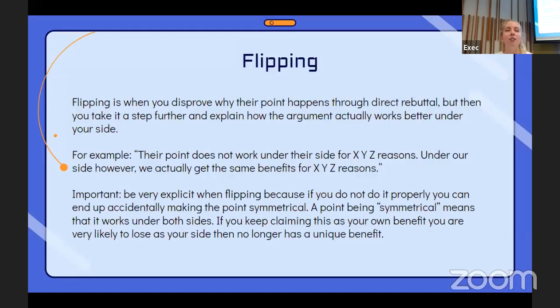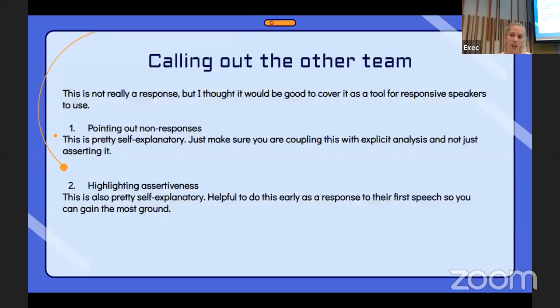If you're very, very specific about what reasons you have proved the point for, and then why it works better under your side, then you're more able to flip things. So this isn't really a response, but another tool in your arsenal when you're responding to other teams. There are other ways that you can call out the other team and highlight places in a debate where they've been particularly weak. This will most likely just get you a couple of extra speaker points rather than win you a debate, or it might make your team as a whole look a little bit more convincing.